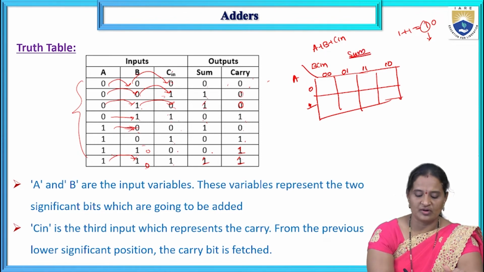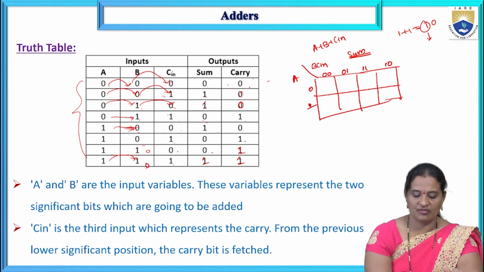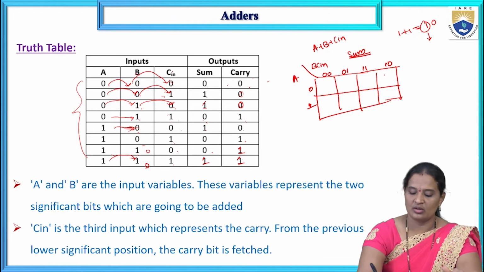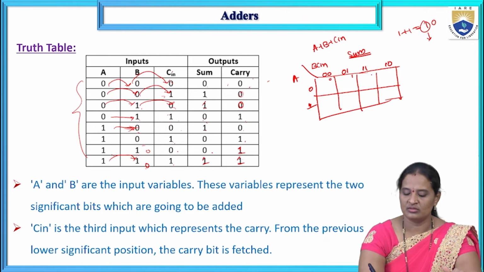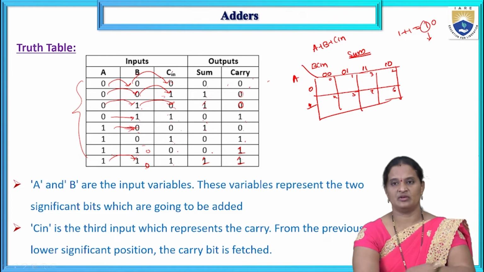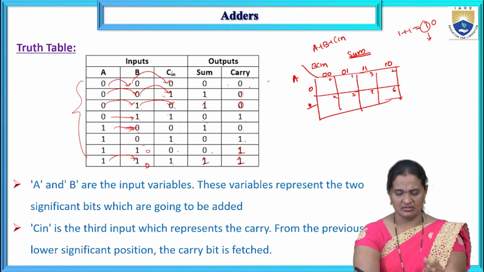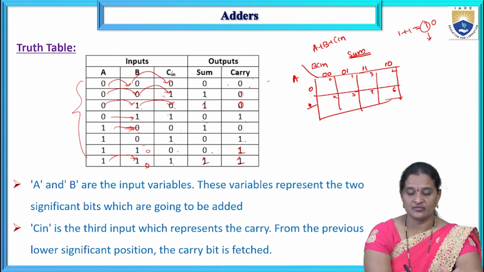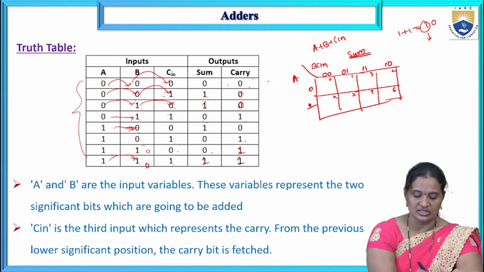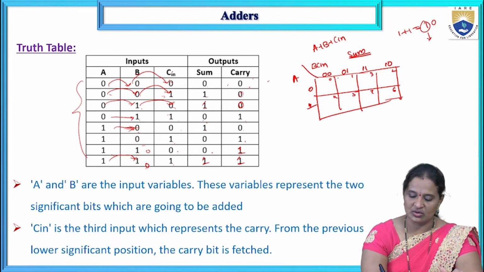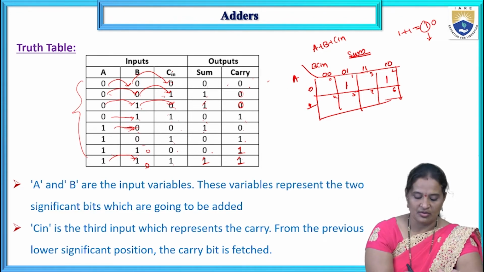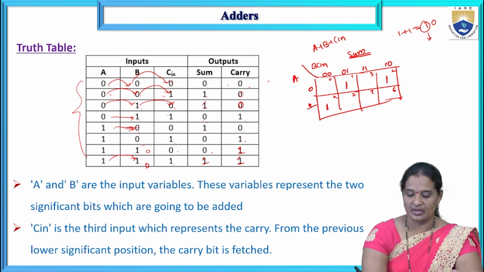Now for the sum output, I want to derive the Boolean function. The sum output is 1 for 1, 2, 4, 7. The cells are numbered 0, 1, 3, 2, 4, 5, 7, 6. So the sum output is 1 for 1, that is 0, 0, 1. Next 0, 1, 0 means 2. Next 4, that is 1, 0, 0. And then 7. 7 is this one.